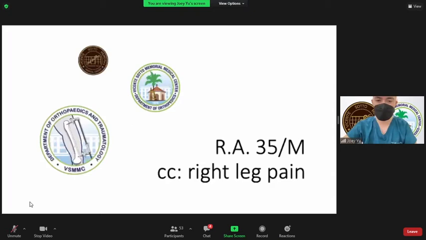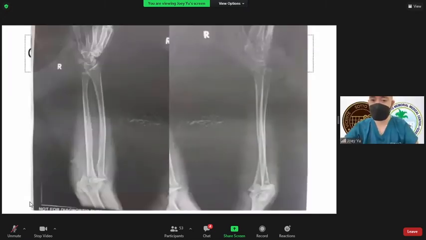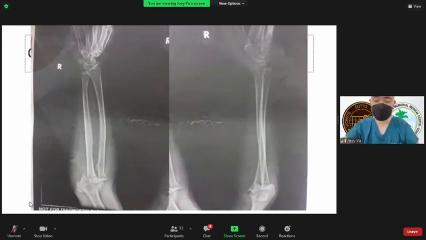For our next admission, patient RA, 35-year-old male. Is your elbow dislocated? Yes, Doc. So why is your diagnosis just an open type 1 olecranon? And are you sure it's an olecranon fracture? Nag-consider kami, Doc, possible olecranon fracture, Doc.